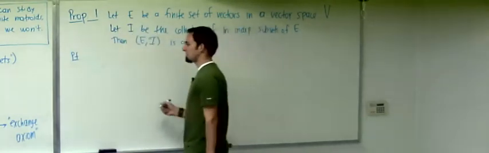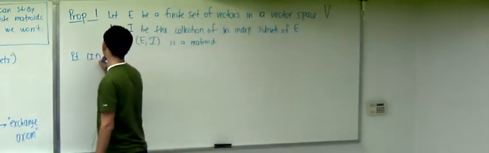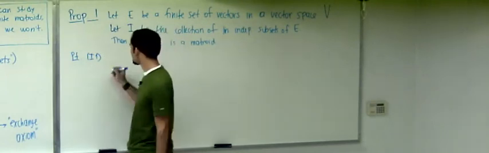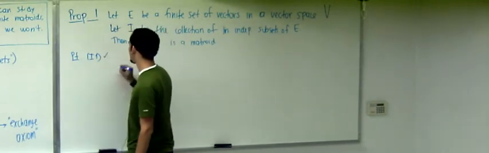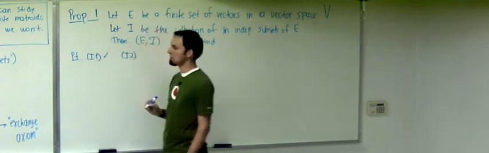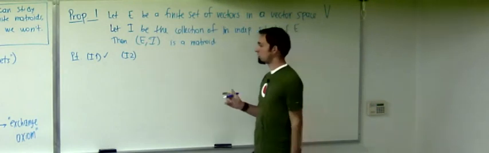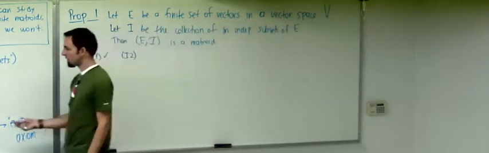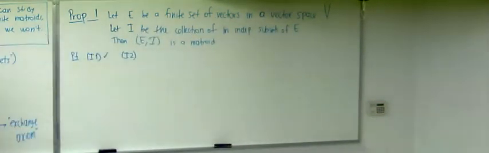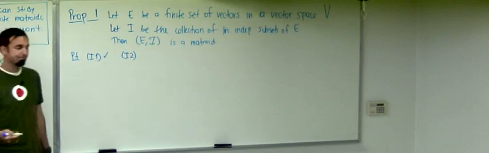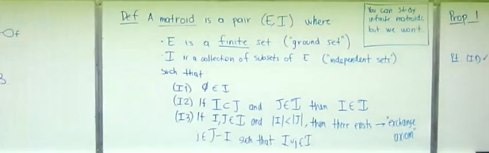Proof. First axiom is, again, absolutely trivial. The empty set is linearly independent. Second axiom is also trivial. Because if you have two sets of vectors and you have a linear dependence relation in I, then that linear dependence relation also appears in J. So these two really hold almost without any proof.